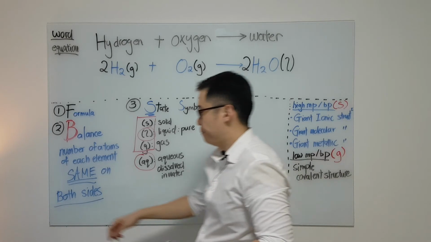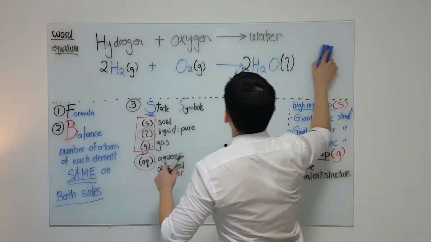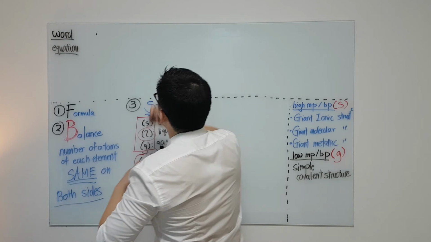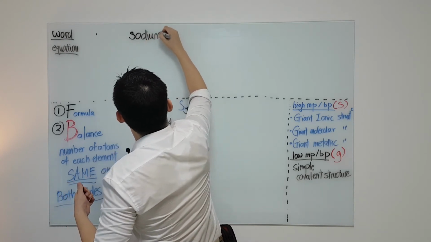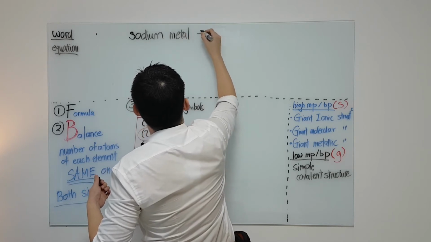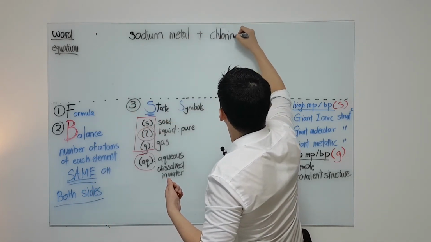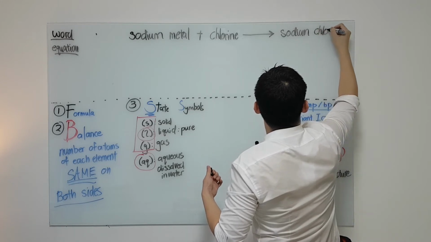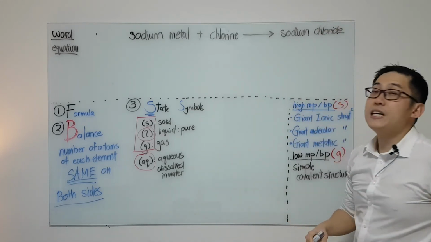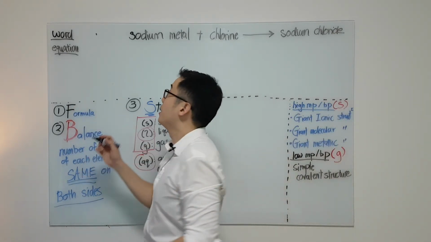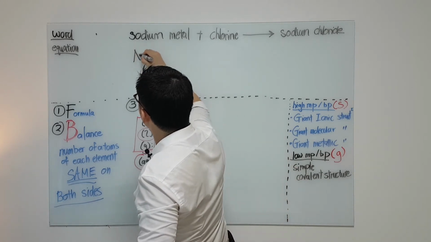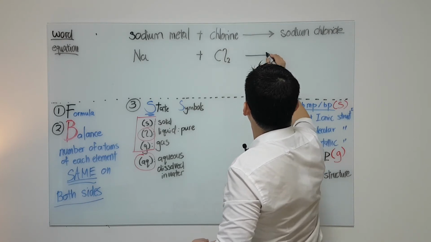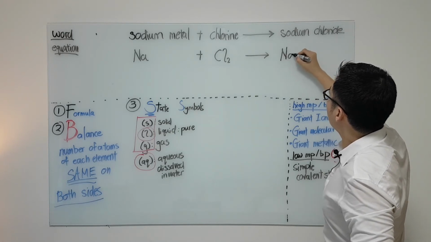Now, let us do one more example. This example is sodium metal plus chlorine to give us sodium chloride. Let us go through this step by step. F is for formula. We will change this into formula first. So I have sodium, Na, plus chlorine, we know is Cl2. And after it becomes sodium chloride, it is NaCl.